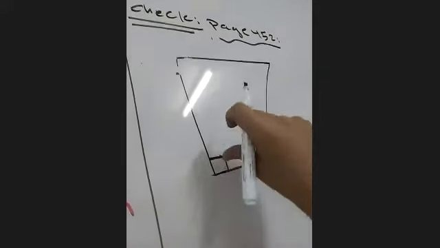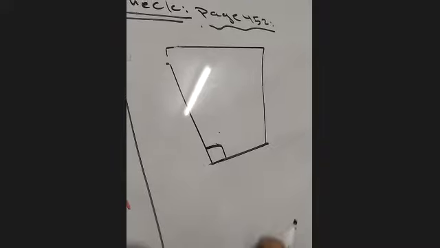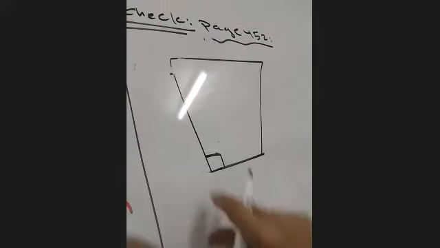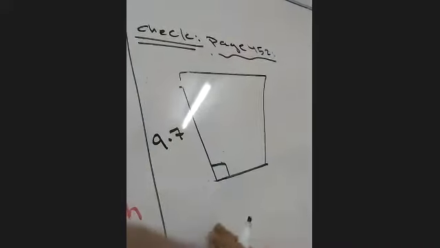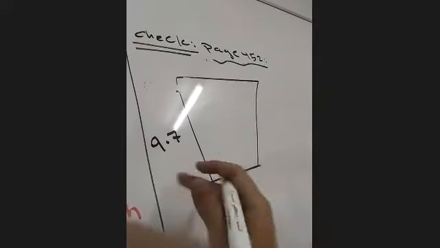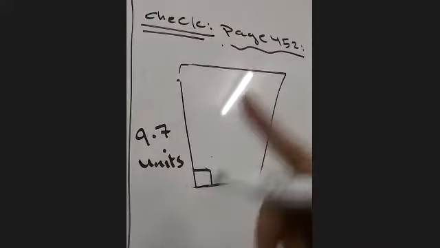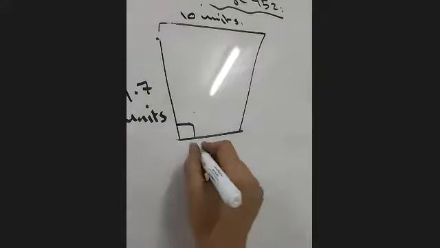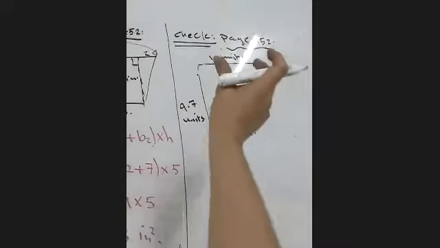Focus. So this is a right angle. Means what's this side? If this is the right angle, what do we call this side? The height. How much is the height? 9.7. Don't tell me a number without a unit. Units. Up here, what's the base? 10 units. But down, 6.1 units. So I have base one, base two, and the height.